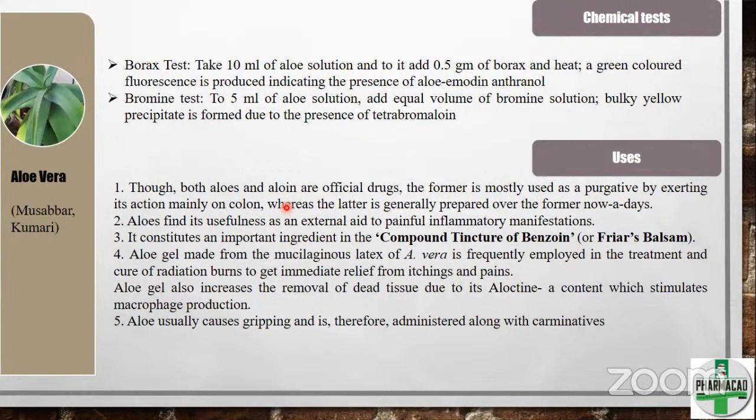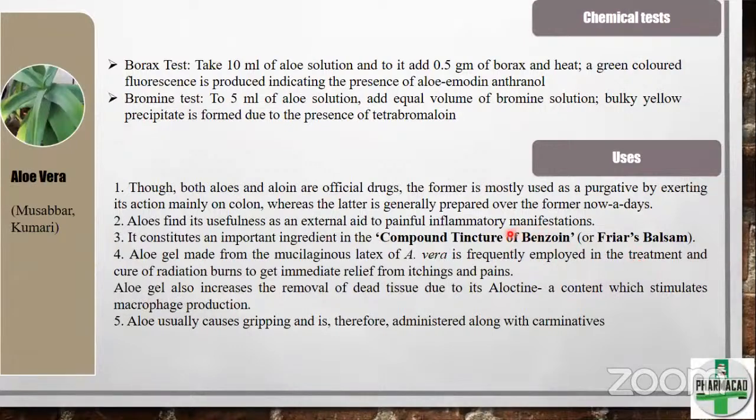Both aloes and aloin are official drugs. The former is mostly used as a purgative by exerting its action mainly on the colon, whereas the latter is generally prepared from the former nowadays. Now, aloes finds its usefulness as an external aid to painful inflammatory manifestations. It constitutes an important ingredient in the compound benzoin tincture or Friar's balsam.